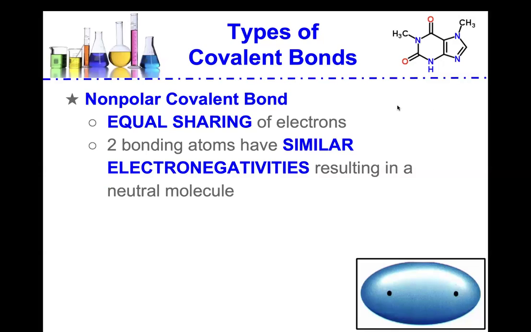So here are types of covalent bonds. Nonpolar covalent bonds are completely equal sharing of electrons, and the polar covalent bonds have an unequal sharing of electrons. So one end is more negative and one end is more positive.